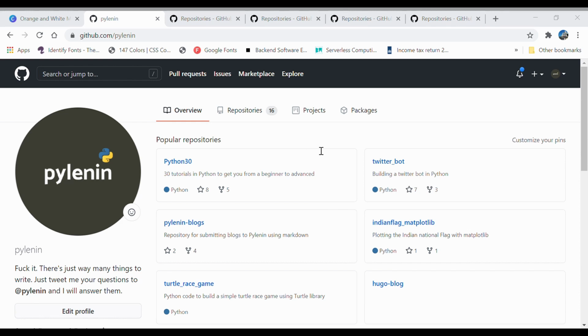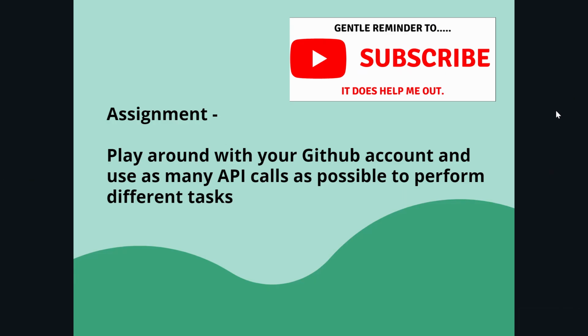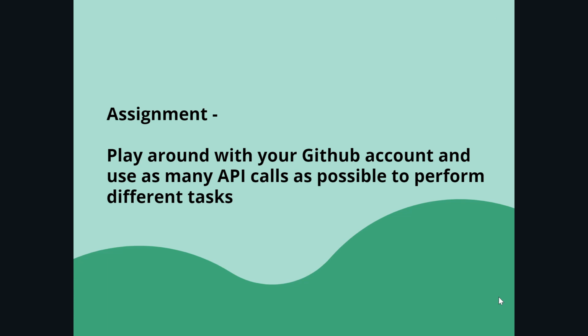Now I hope I was able to convey the importance of these HTTP methods using some practical demonstrations of the GitHub API to you, and encourage you more to play around with the GitHub API. Now your assignment for today is playing around with your GitHub account and use as many API calls as possible to perform different tasks. Alright, just go through the GitHub documentation and see what kind of REST API calls you can use. Remember not to use any GitHub libraries like PyGithub or something. Just use the request library to perform HTTP operations on the GitHub API.